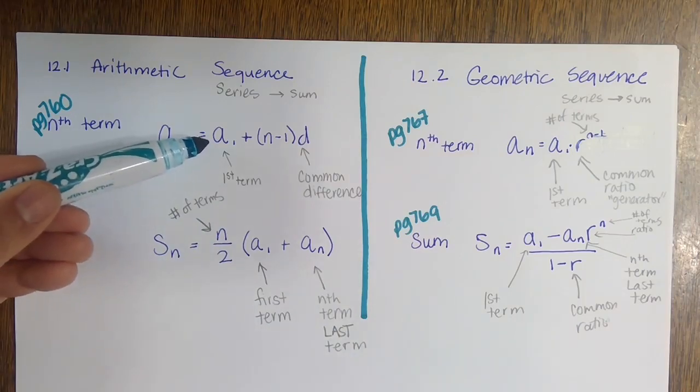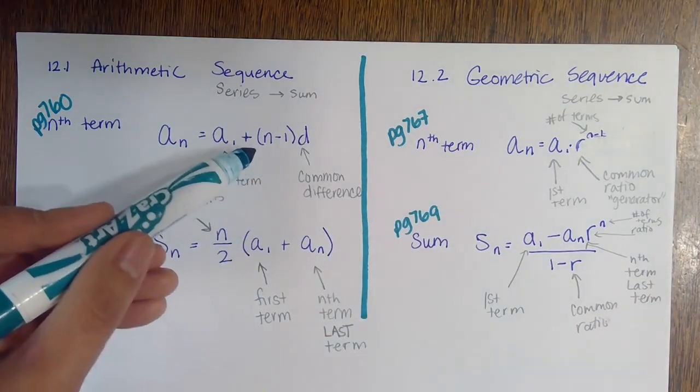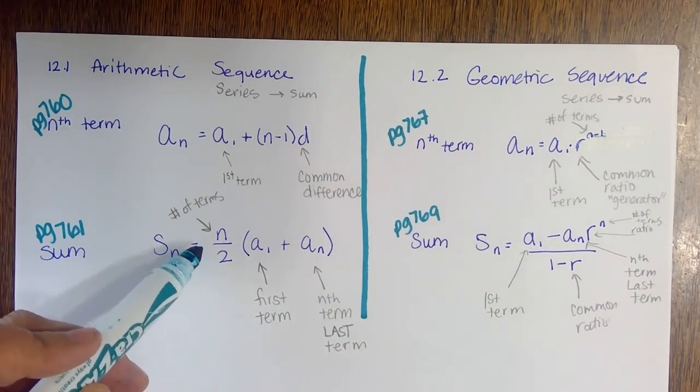But a sub n, that's a subscript, means the nth term. A sub 1 is going to be the first term. N always stands for the number of terms. Oh, there were 5, there were 10, there were 20 terms. So N is the number of terms.